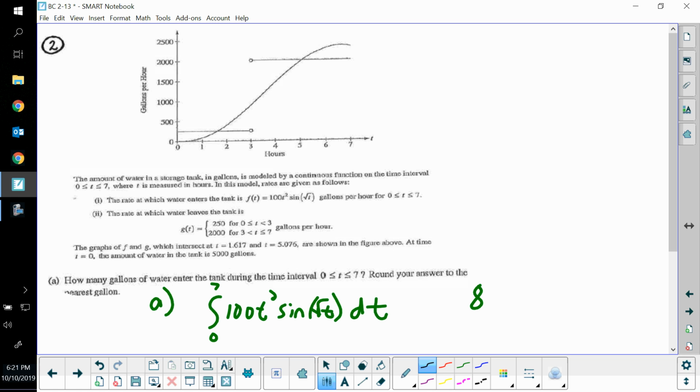We get 8263.80. They told us we wanted to round to the nearest gallon. So the nearest gallon, 8,264 gallons. Okay, very, very similar to the first one that we saw on the previous page. You'll find that a lot of times the first question for the accumulation one is something like this. You just simply set up an integral based on what they told you and calculate a value.